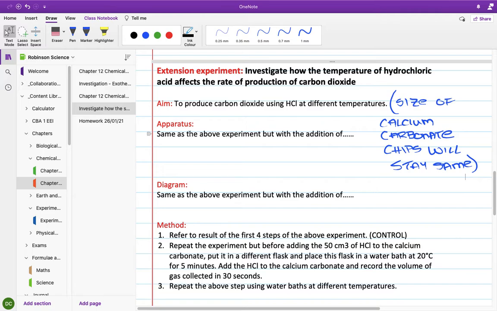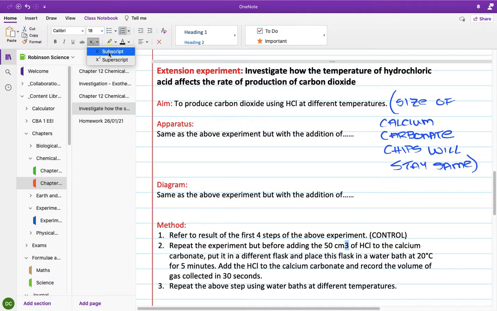Essentially, I don't want you to write out the apparatus again. I just want you to say same as above with the addition of. So you'll see down below, we're going to need a water bath. We're going to need a hot plate and a water bath to heat up. You'll have to add them, and again, I don't want you to redraw the diagram, but I need you to draw the new bits. You'll need to draw a hot plate, an additional conical flask, and show the conical flask on the hot plate.